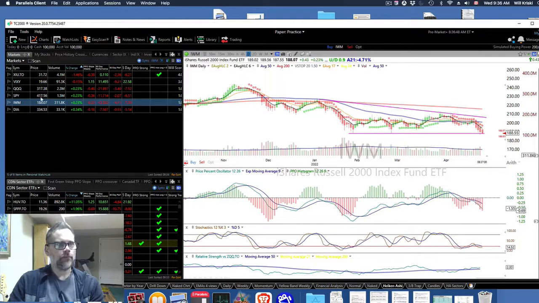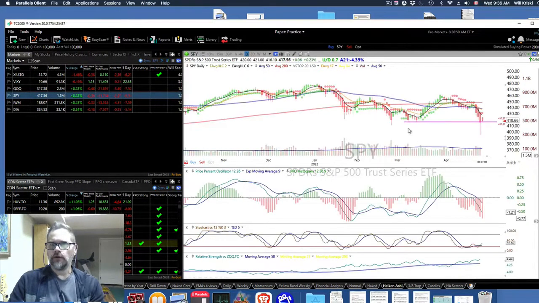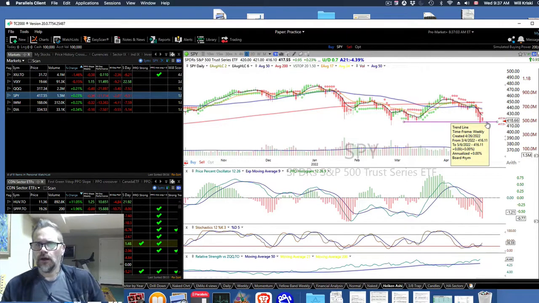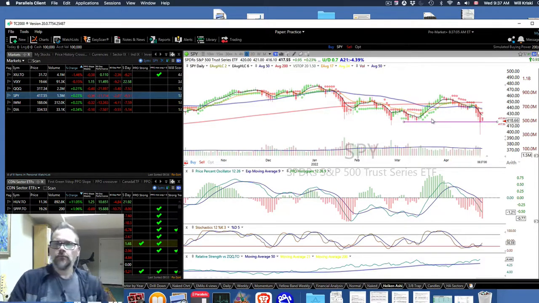That's the IWM. S&P 500, similar downtrend, downward momentum. Looks like there's possible support at this level here, but it doesn't look that great, obviously.